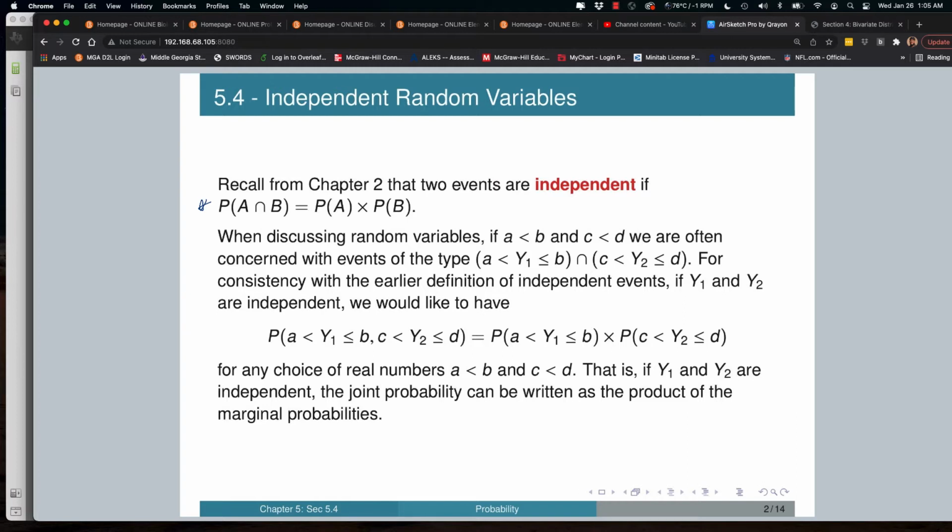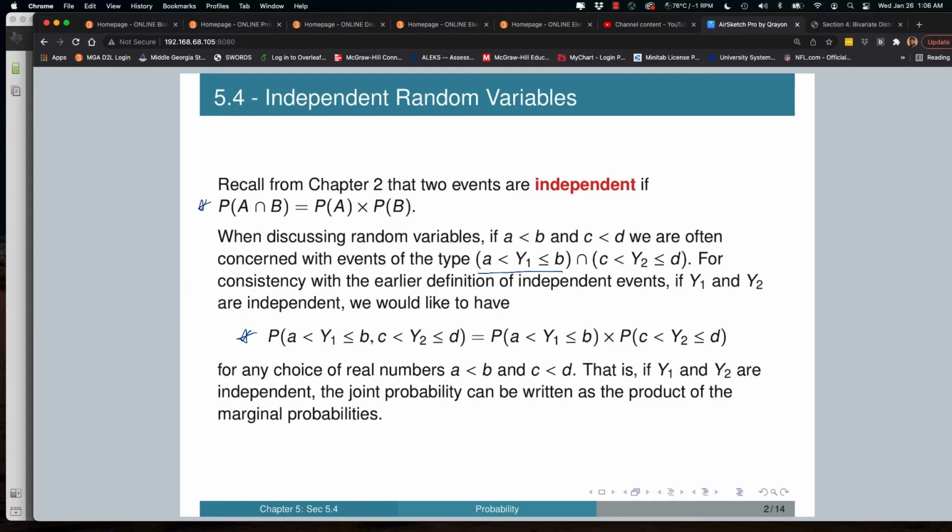probabilistically, that is. When discussing random variables, though, if we have some value A, which is less than B, and another value C, which is less than another value D, we're often concerned with the events of the type where y sub 1 falls between A and B, and where y sub 2 is some value between C and D. For consistency with the earlier definition of independent events, if the random variables y sub 1 and y sub 2 are independent, we would ultimately like to have a similar formula, where the probability of y sub 1 being between A and B and y sub 2 being between C and D is equivalent to the separate probabilities multiplied together.